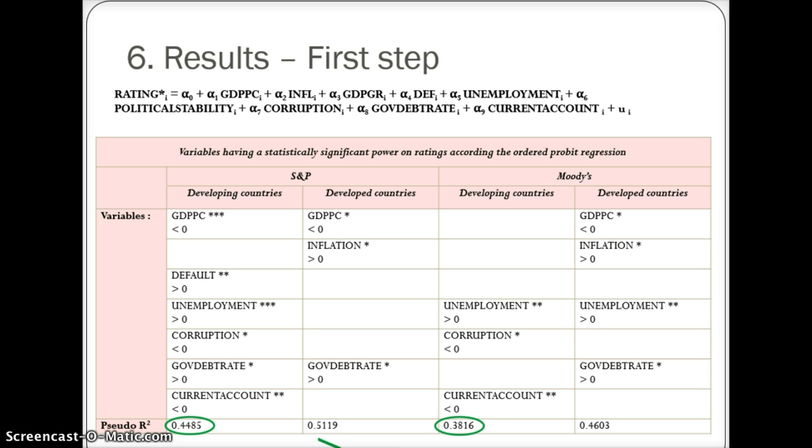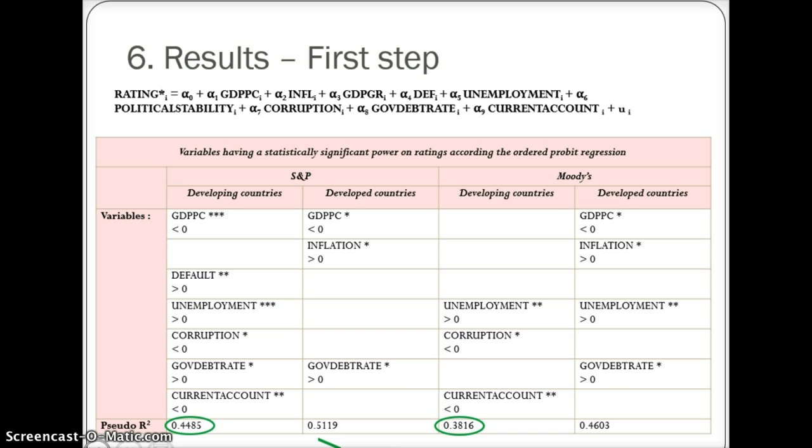We can now analyze the pseudo-R-squared. Both for developing and developed countries, the pseudo-R-squared for S&P is higher than for Moody's. This result is not a surprise for developing countries because S&P's model includes more significant variables than Moody's model. However, to predict ratings, models of S&P for developed countries include fewer variables.